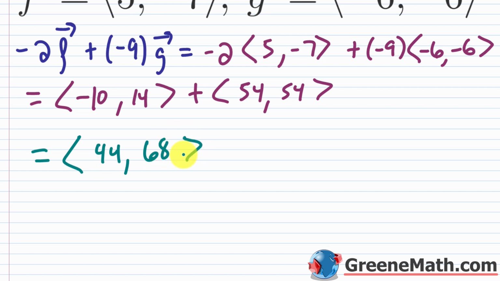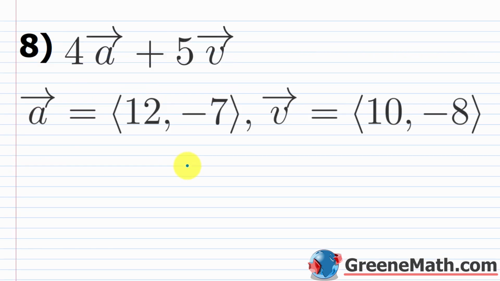So in component form, my resultant, or once again, if you want to call it the resultant vector, the horizontal component is 44 and the vertical component is 68. All right, let's take a look at problem 8. So here we have 4 times the vector A plus 5 times the vector V. So vector A is given to us in component form where the horizontal component is 12 and the vertical component is negative 7. Then vector V is given to us in component form where our horizontal component is 10 and the vertical component is negative 8.